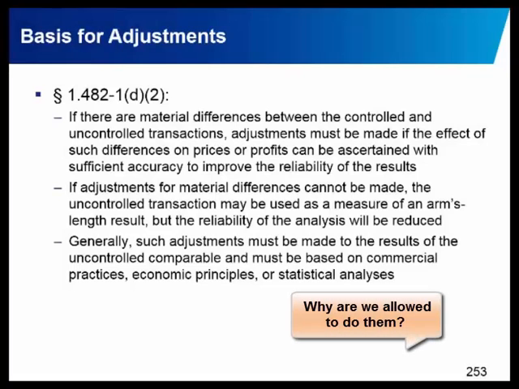Next, let's talk real quickly about why we are allowed to do this. Just like any other transfer pricing analyses performed in the U.S. realm, we look to the regs. And the regs allow us under section 1.482-1(d)(2) to perform comparability adjustments if there are material differences between controlled and uncontrolled transactions. And the third bullet here is key. It says here that generally such adjustments must be made to the results of the uncontrolled comparable and must be based on commercial practices, economic principles, or statistical analyses.